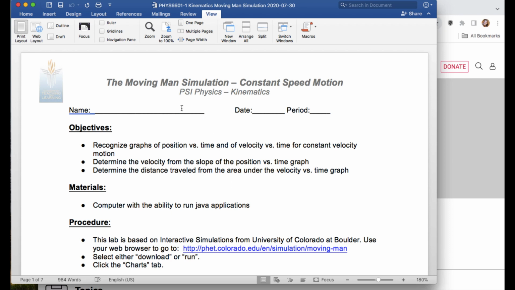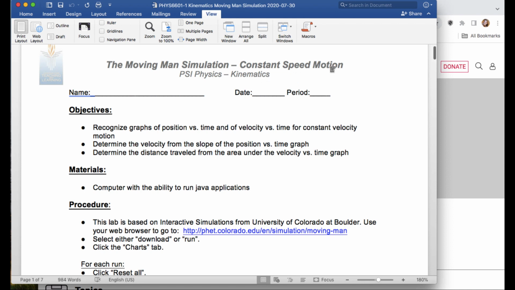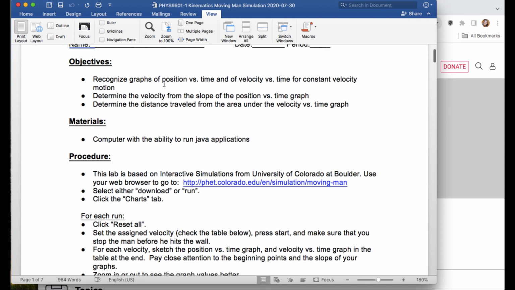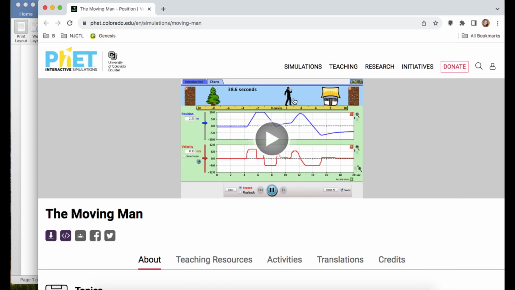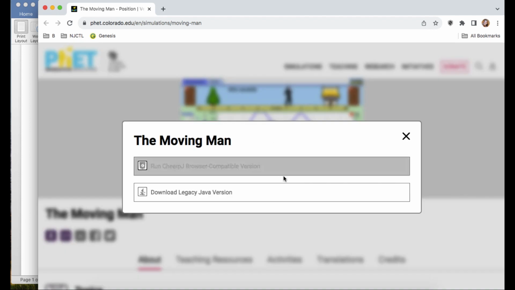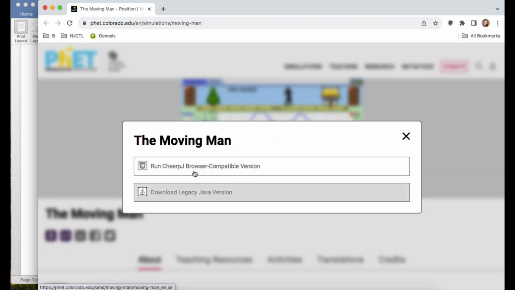All right, so here we have the moving man simulation, constant speed motion lab. What you're going to do is click on this link, open up the PhET simulation, and when you do, it'll look like this. Click the play symbol, and then you're going to choose one of these options.